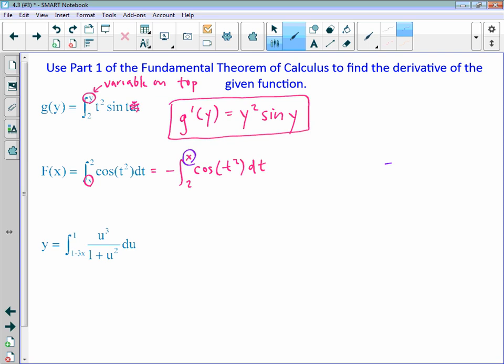So that negative, you don't want to ignore it. So we've got negative, and it'll turn into cosine of x squared, and that's equivalent to f prime of x. Just use whatever letters they're giving you there.